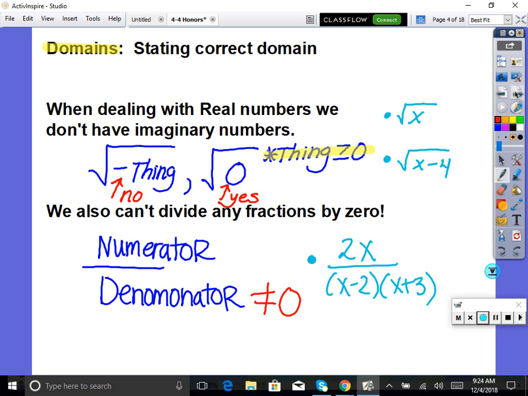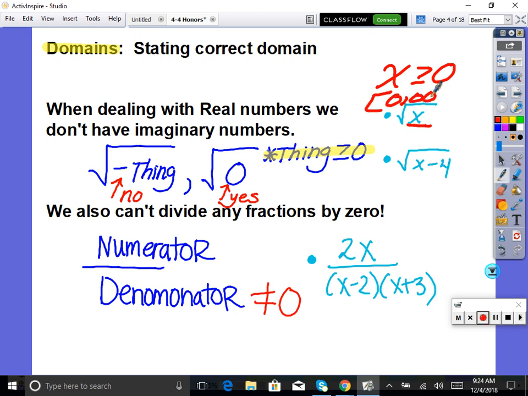Alrighty. So what are we looking for with domain? Two things. If we have radicals, we can't have a negative thing underneath. It is okay to have a 0. So that's why our domain was always whatever's under the radical is greater than or equal to 0. So our domain on this example would be 0 to infinity.